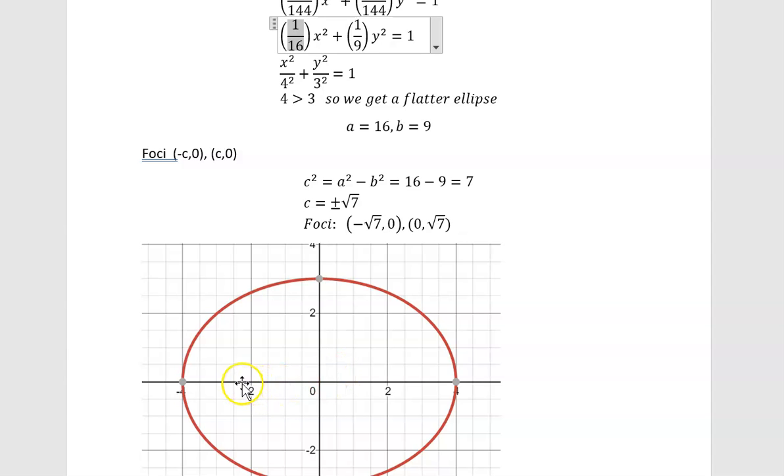So this is like 2, the foci will be like that. And foci will be like that. And so then this will be the ellipse.